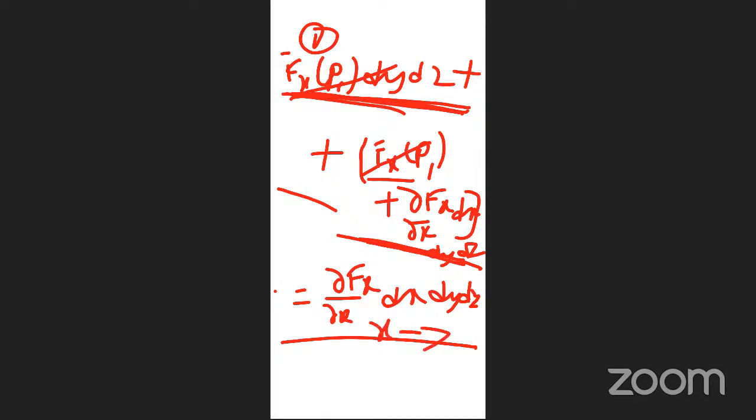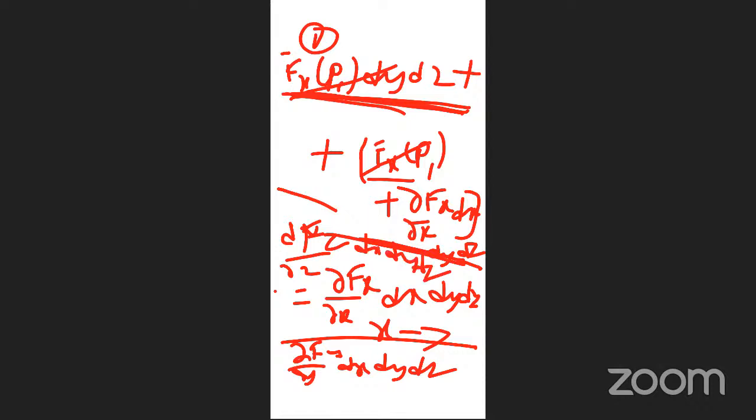And similarly, in the y direction, ∂Fy/∂y dx dy dz. And similarly, along the z axis, ∂Fz/∂z dx dy dz. So the total flux through all faces of the rectangular element is given by the x, y, and z contributions. dx dy dz is common. So what is the value?